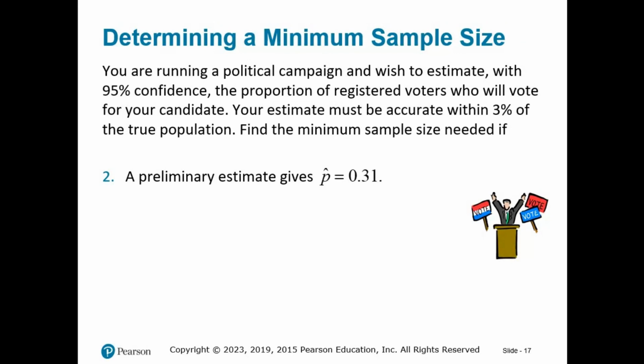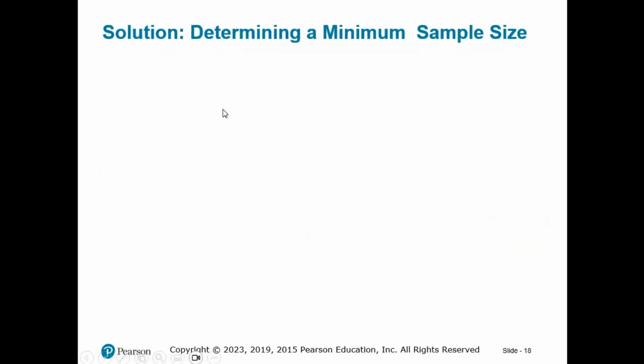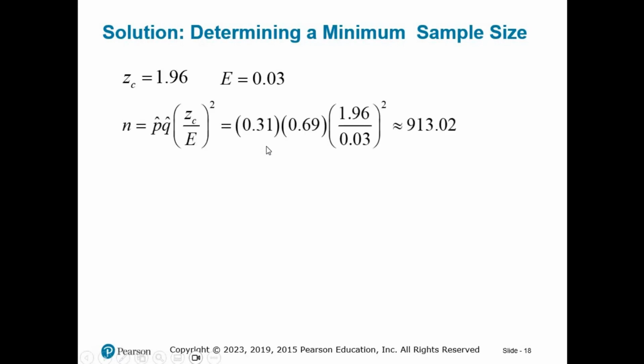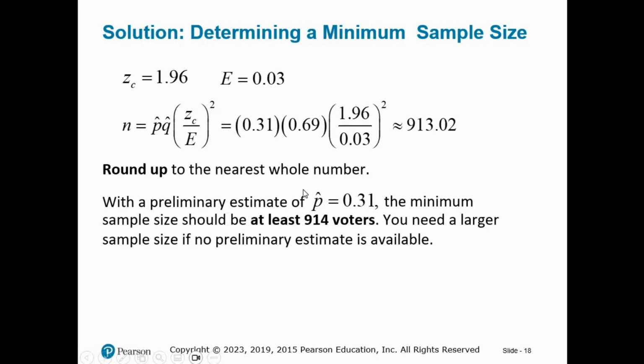This time we have a value for p hat of 0.31. So we use the complement rule to find that q hat is 0.69. Again, they gave us 0.95 as c, and we just found that that means z sub c is 1.96. And we have E the same as before as 0.03. Now we can do the formula for n, and we get about 913.02. Again, since this is not a whole number, we round up to 914. Therefore, the minimum sample size should be at least 914 voters. You'll note you need a larger sample size if no preliminary estimate is available.